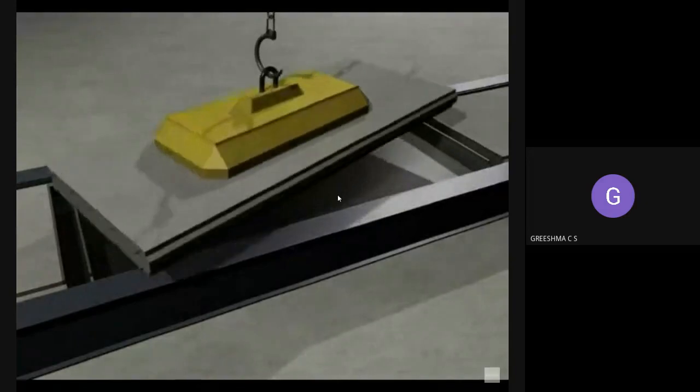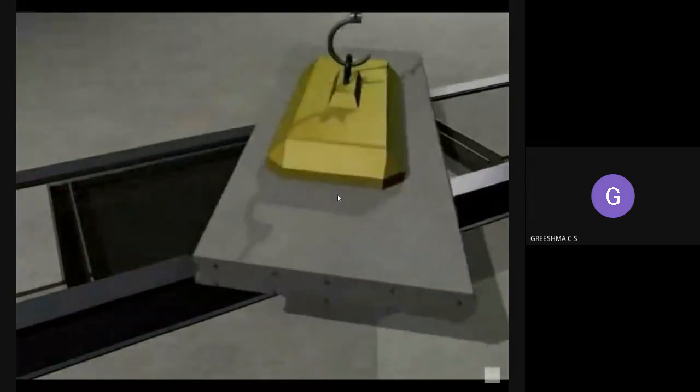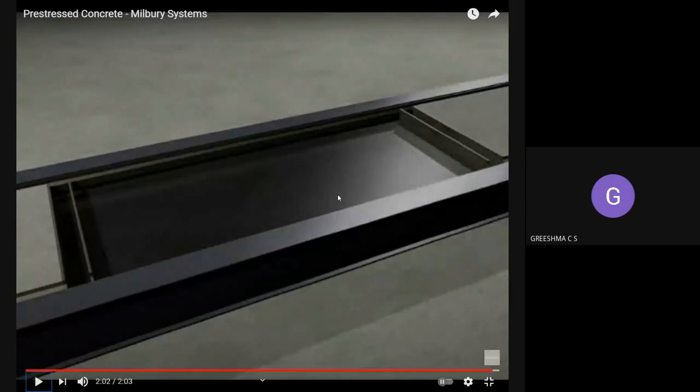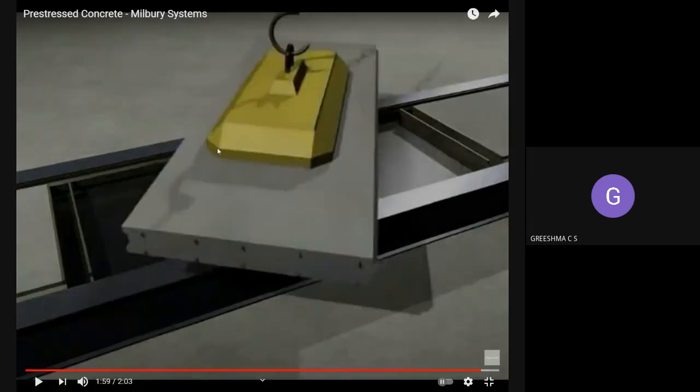So see, this is a pre-stressed concrete structure. Like that you will be casting pre-stressed concrete units, and these units will be taken to the site. At the site, you will assemble them and combine them using the steel wires. You can see all the ducts over here, right?